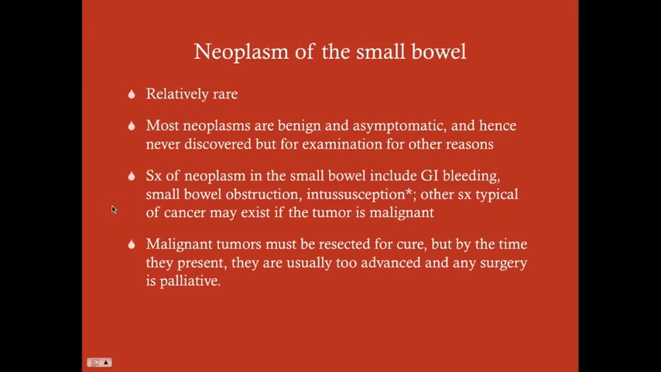Other symptoms typical of cancer can exist if indeed the tumor is malignant, but to have GI bleeding or a small bowel obstruction or intussusception, you don't need to necessarily have a malignant tumor. That's just because of the mass that's there. But if you do have cancer, then you can have other symptoms not related to the small bowel, like fatigue, anemia, weight loss, that are just related to cancer, if you do have a malignant tumor.